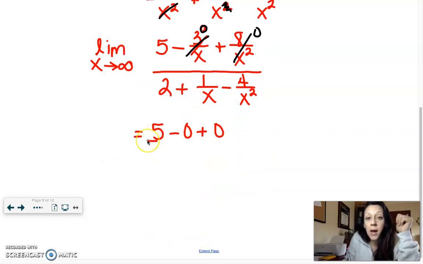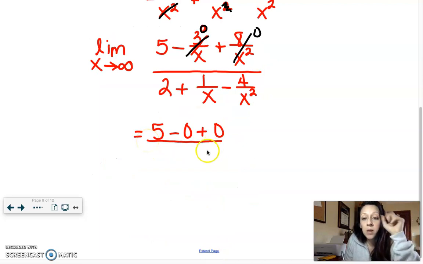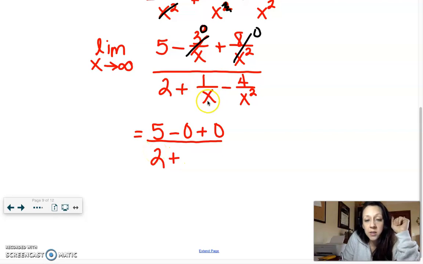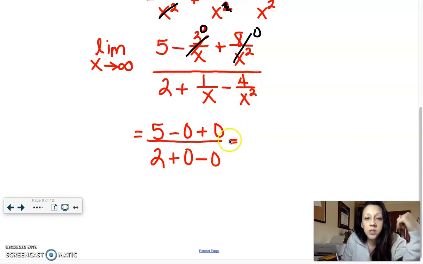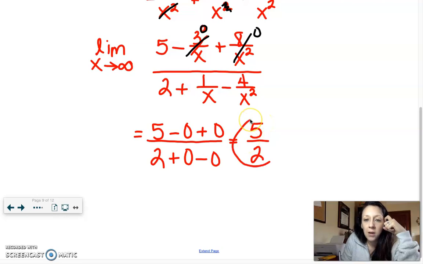We're going to keep seeing what happens if we arbitrarily plug in infinity. So again, the limit of 1 over x is 0 because 1 divided by a really big number is almost nothing. And same thing here, 4 divided by a really large number is going to be almost 0. So you're just going to clean this up, and the top would be 5 and the bottom would be 2. That means your limit is 5 over 2.